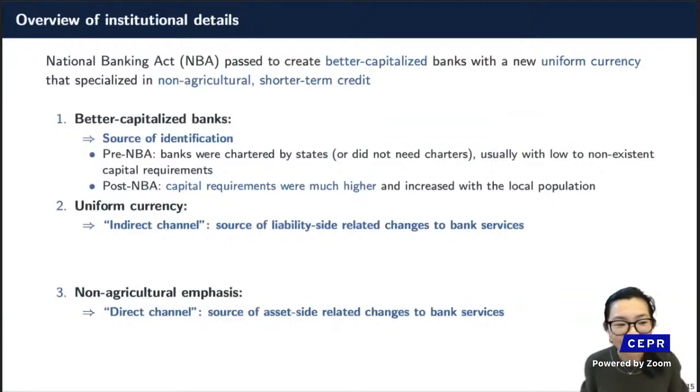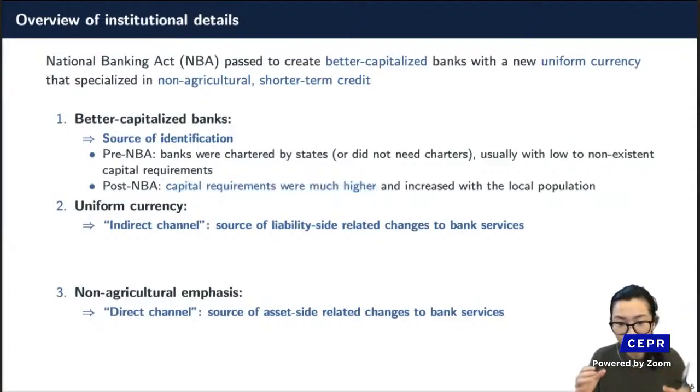Okay, so I just went through this first bullet point on better capitalized banks. Essentially the summary is that before the National Banking Act, banks tended to be chartered by states, or they didn't even need a charter. That meant that they had very low or even non-existent capital requirements. Whereas afterwards, the capital requirements for this particular bank were much higher and were tied to the local population.